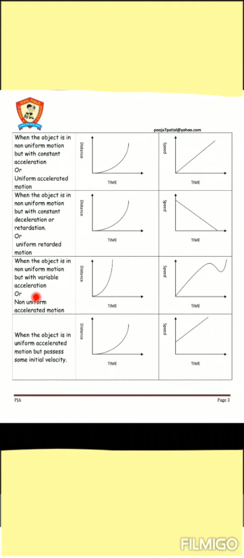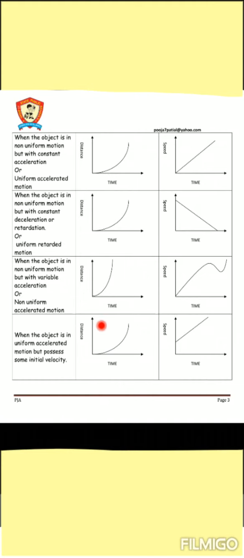Next is when the object is moving with variable acceleration, means non uniform motion ही है but अब acceleration भी change हो रही है. So again distance time graph तो वही आएगा, curve बनेगा आपका, और अब speed भी जो आपकी change हो सकती है किसी भी way में, it may increase, then it may decrease, then it may again increase. So it can change in any way. Okay, this is for non uniform accelerated motion.